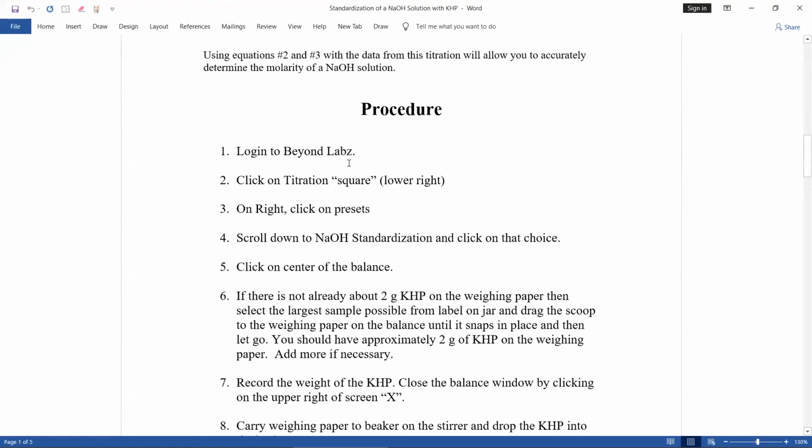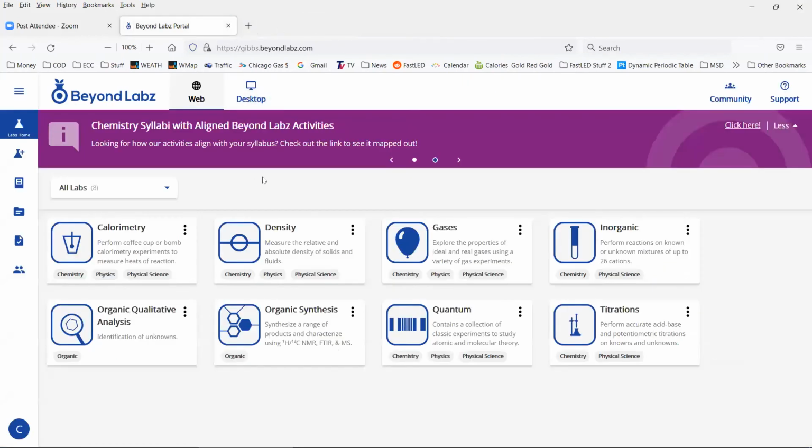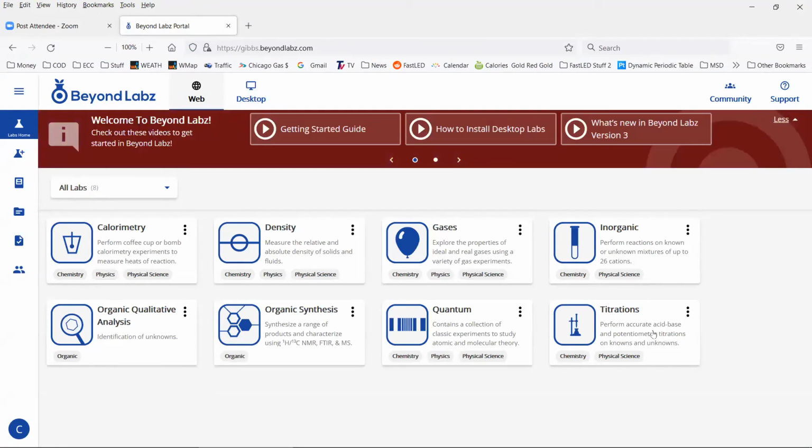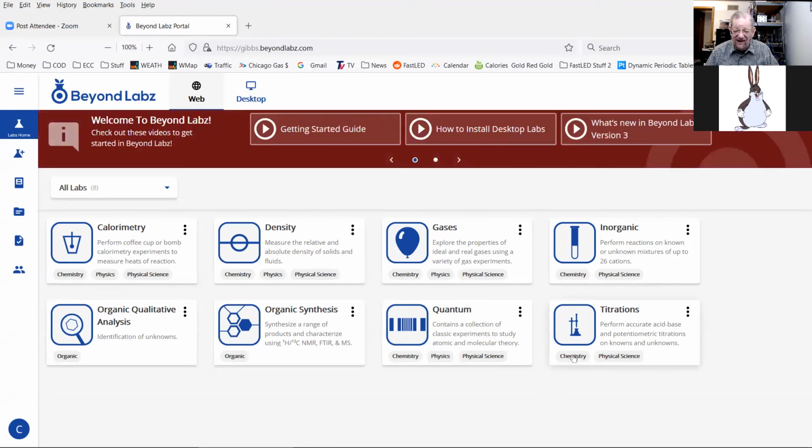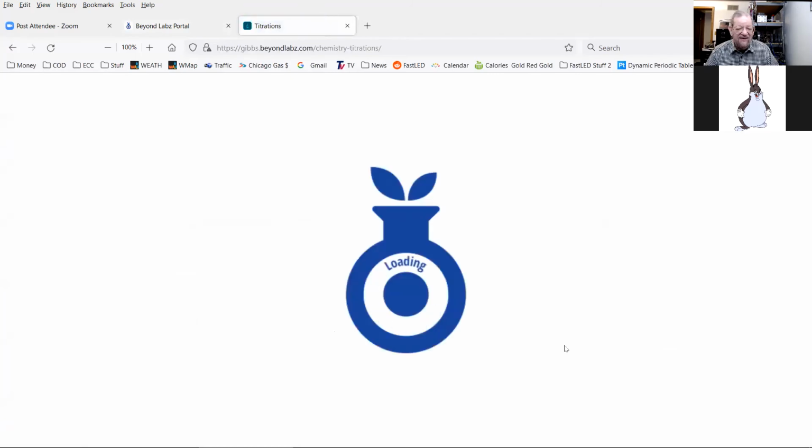First of all, log into Beyond Lab Z. I'll go through these steps in actual Beyond Lab Z. All right, let me ask everybody, do you see Beyond Lab Z on your screen? Thank you. All right, now in the lower right, you see where it says titrations, and click on chemistry, or it's usually set. And now this is opening up the titrations lab.